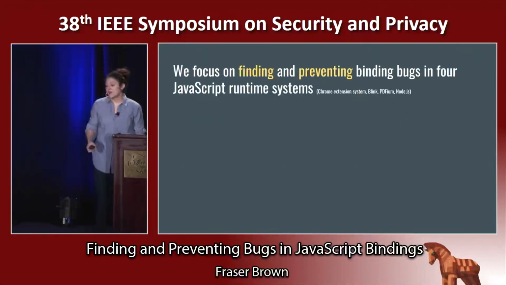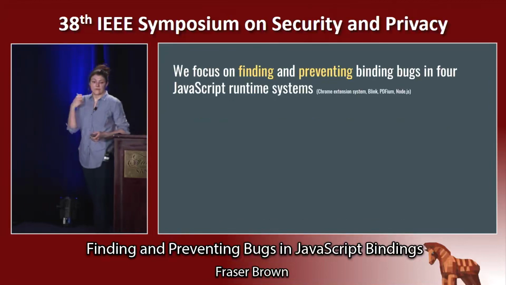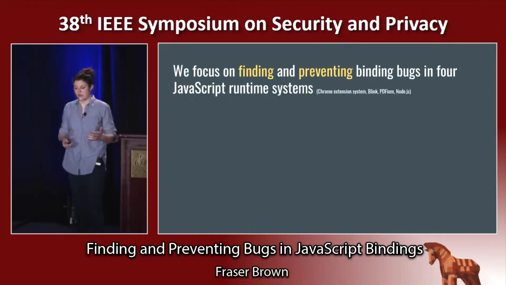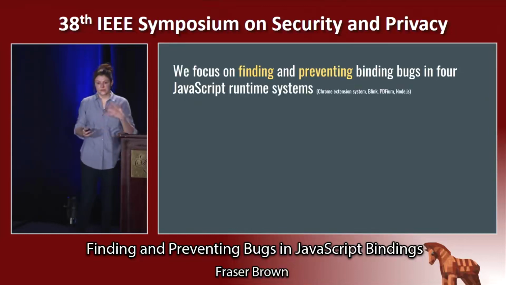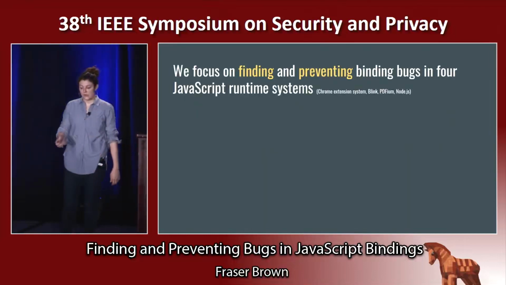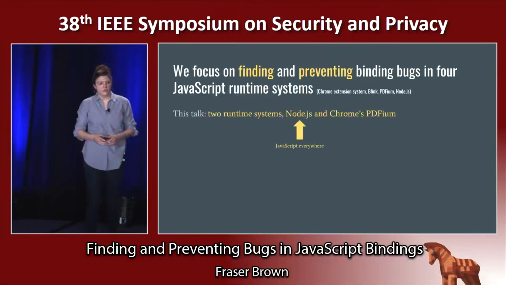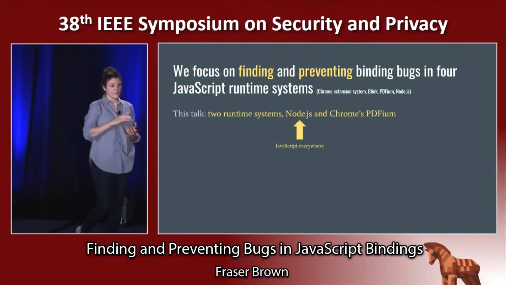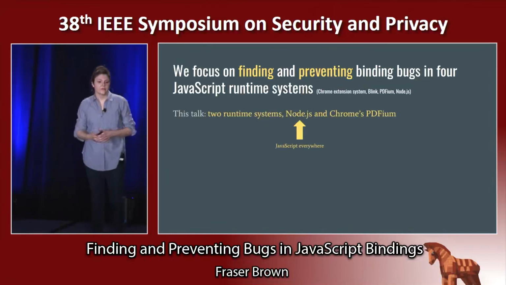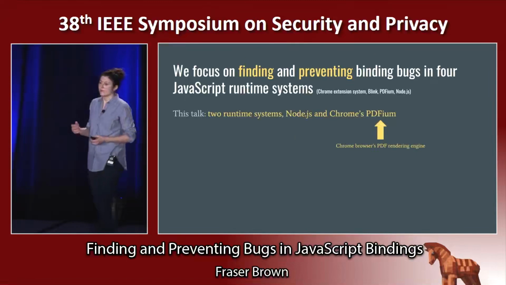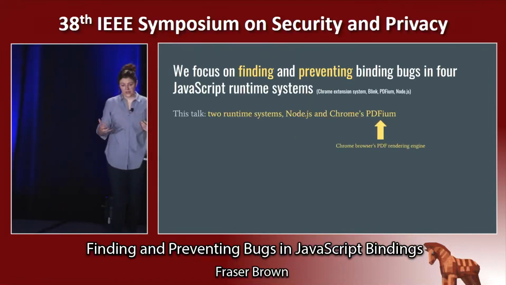So what we want to do is help binding layer developers by finding and preventing bugs in JavaScript bindings in 4 different runtime systems: the Chrome extension system, Blink, Chrome's rendering engine, PDFium, and Node. In this talk, I'm going to condense it just down to 2. Node, which is a platform that allows you to run JavaScript outside of the browser, so maybe on the command line or on the server side. And PDFium, which is Chrome's in-browser PDF rendering engine.